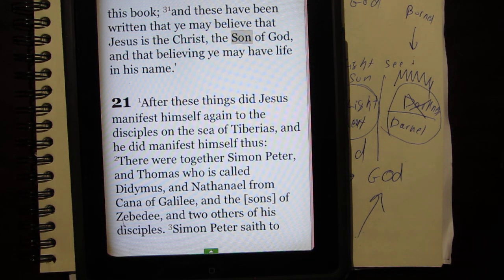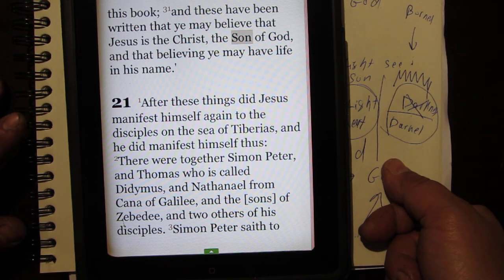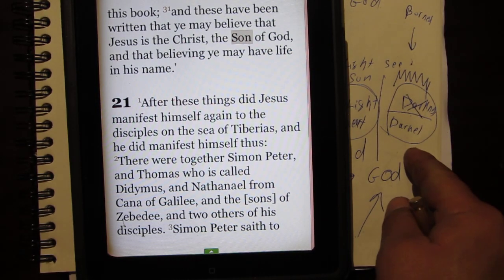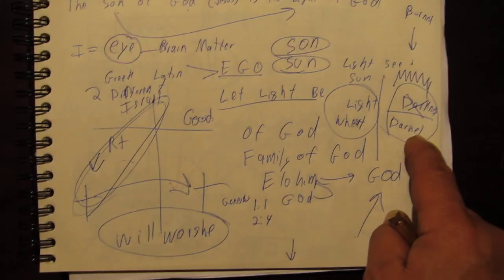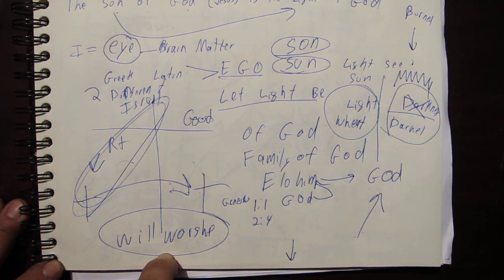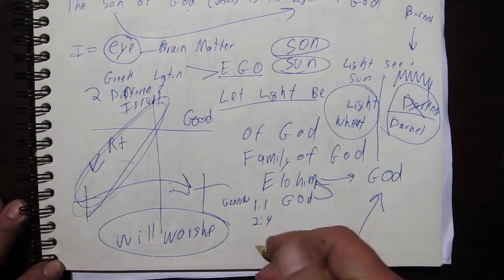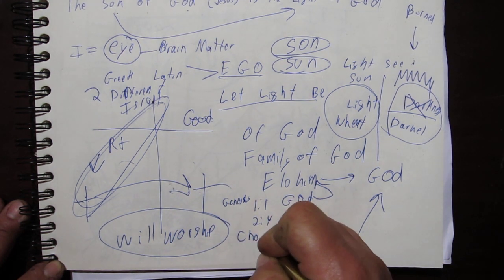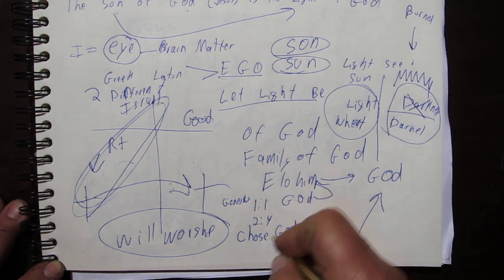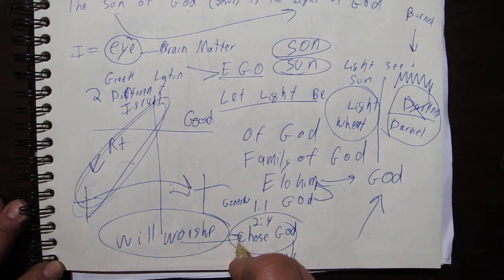Now remember, we are the family name of God. So for us, Jesus is the light of God that we see. The darkness people cannot see it. And the closest they can come to it is will worship. Will worship, where they say that they chose God. This is will worship. Will worship is choosing God.